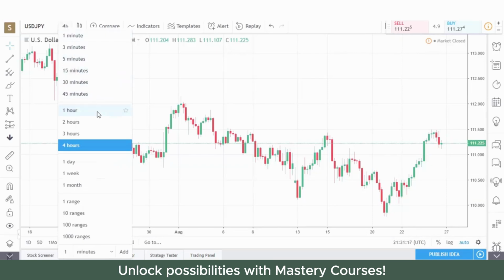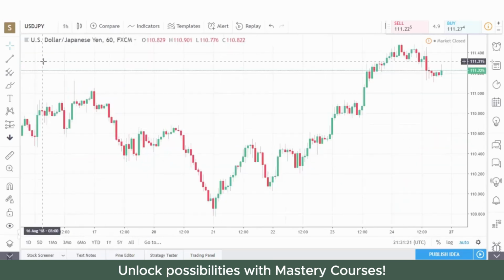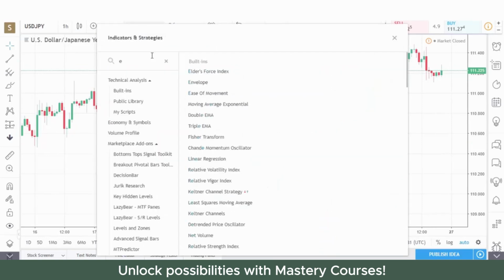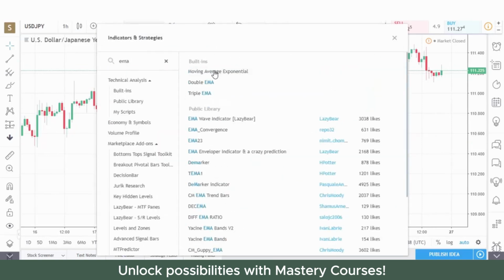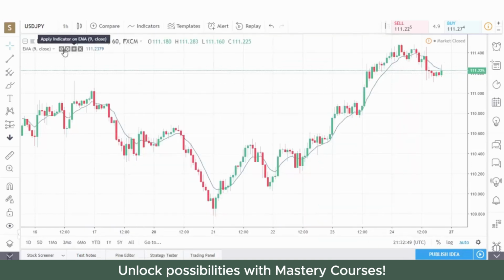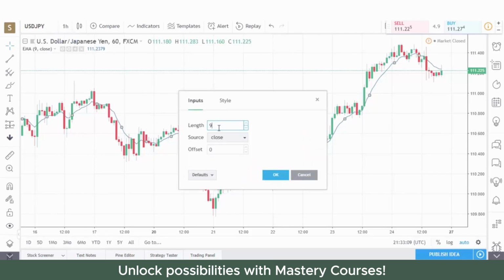Now we're going to go to the hourly chart, and we're going to set up our exponential moving average. We're going to go to indicator at the top, type in EMA, to get moving average exponential. We'll close that. We'll come over and these are our settings for our moving average. And what we're going to use is a 20-day and a 5-day. Our 20-day is going to be our slow line, and our 5-day is going to be our fast or our signal line.